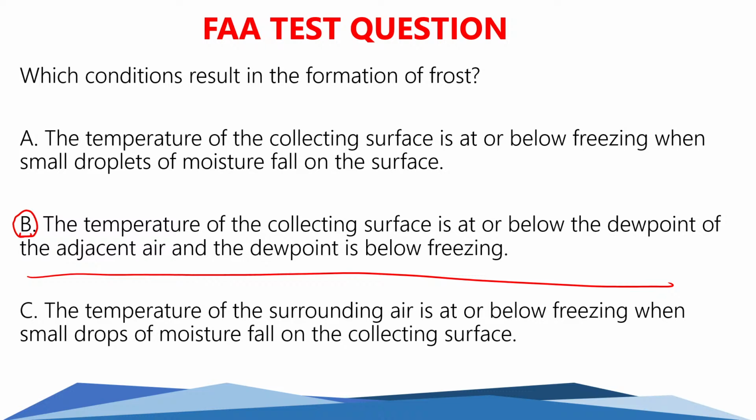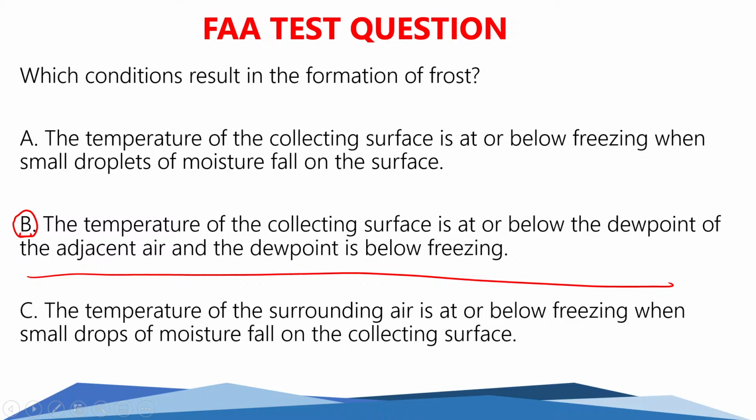For those that answered C, that's actually incorrect, because ice will form in this situation. If we have a temperature of the surrounding air that's at or below freezing when small drops of moisture fall on the collecting surface, that actually causes ice, okay? And for those that answered A, where we're saying the temperature of the collecting surface is at or below freezing when small droplets of moisture fall on the surface, that is incorrect because that is also what we'll call ice. So the best answer here is going to be B.